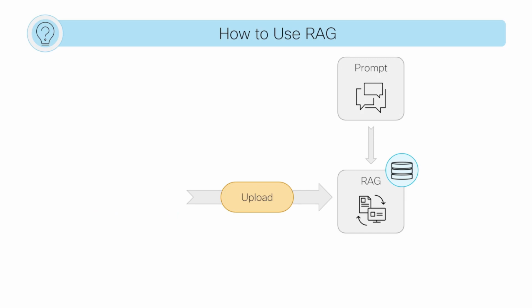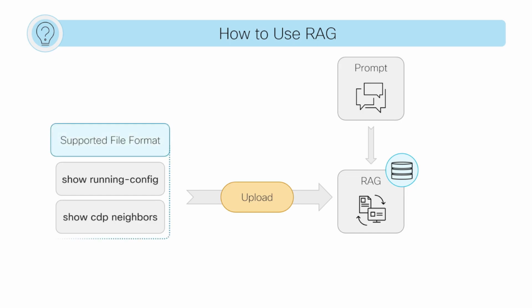For example, you could capture your entire configuration with the show running config command. You could also add the information of how your devices are connected using show CDP neighbors. Once you store all the information into text files or format supported by your RAG application, you are able to chat with your network.